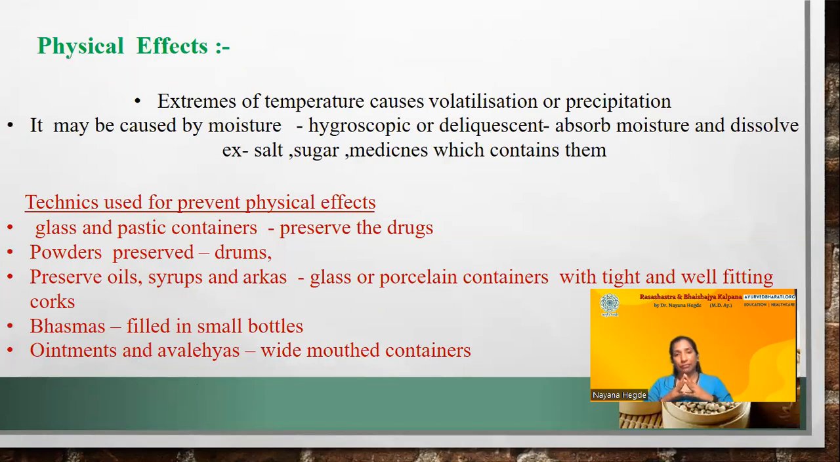Next is physical effects. Physical effects lead to the deterioration of the formulations. For example, any changes in the temperature. If the temperature is maximum, or the extremes of temperature, it will lead to the precipitation or the volatilization of the medicines. And the moisture in the surrounding also causes the physical deterioration of the medicine. That is, the extra moisture which is there in the atmosphere will be absorbed by the drugs in the formulation and cause the deterioration.